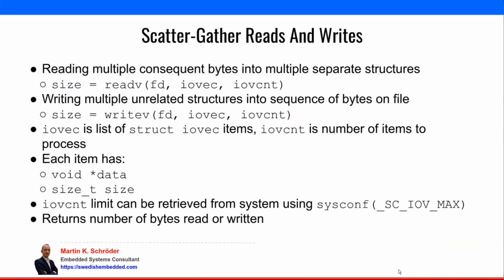Both functions return the number of bytes read or written. So if you're writing a bunch of different items scattered randomly in memory, the return value is going to be the total number of bytes written to the file. And the same is going to be for the read call. It's going to be the total number of bytes read from the file.